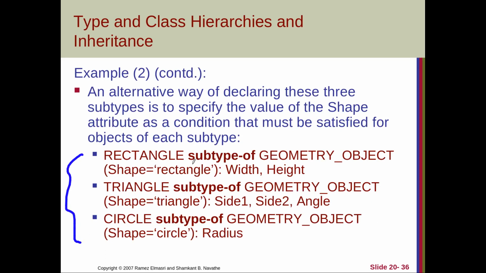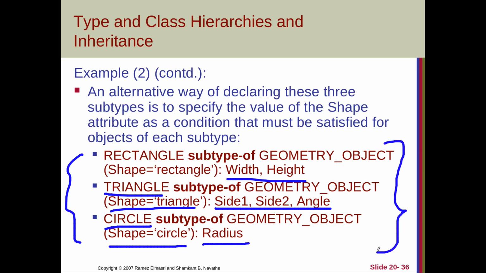You can see here rectangle, subtype of geometry object. Within bracket I'll be providing shape is equal to rectangle, then provide the required new dimensions. So specifically for rectangle we are creating a new type which is called rectangle with attributes width and height being added. Now again triangle, subtype of geometry object, for shape equal to triangle, side 1, side 2 and angle. This is exactly similar to the previous one, only a slight difference here. Similarly circle, subtype of geometry object, shape is equal to circle and the attribute that is being added is radius. I hope it is clear.